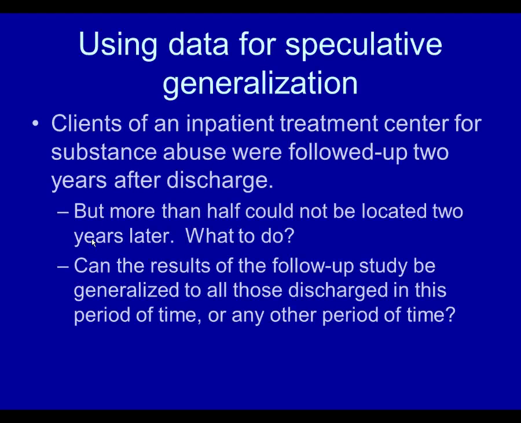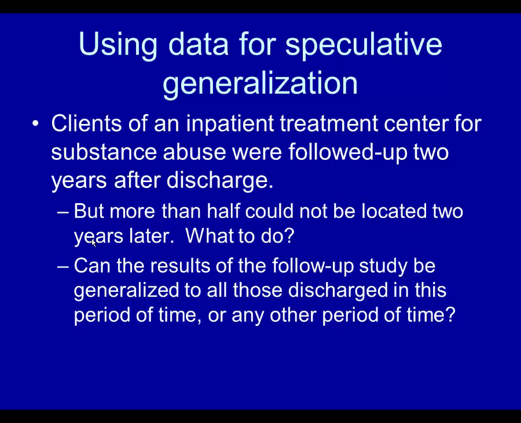You could use data for speculative generalization. Clients of an inpatient treatment center for substance abuse were followed up 2 years after discharge. This is a study I was involved in many years ago. But what happened was more than half could not be located 2 years later when they were doing the 2-year follow-up study. In fact, it was less than half, as I recall. So what to do? Can the results of the follow-up study be generalized to all those discharged during this period of time? In other words, are the results from this relevant to how effective this particular agency program is to this particular population?